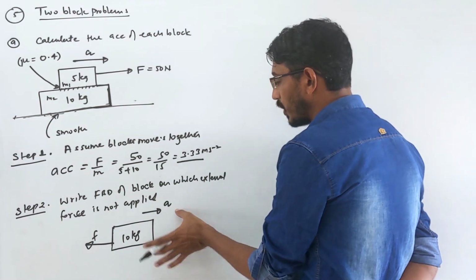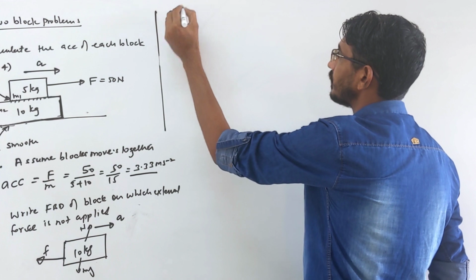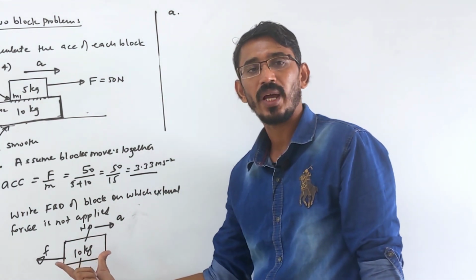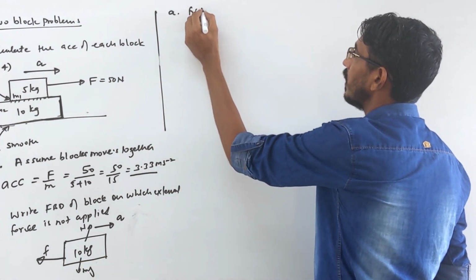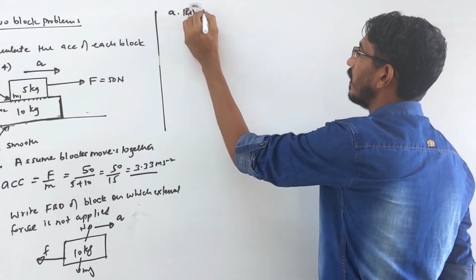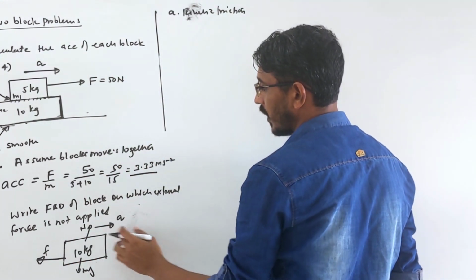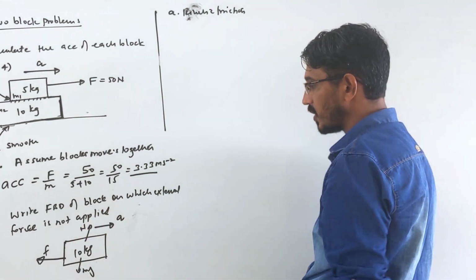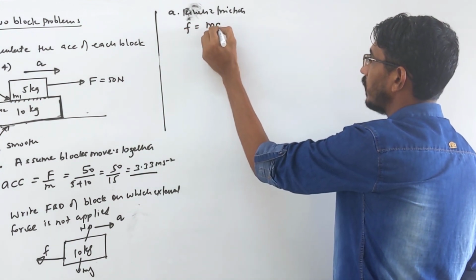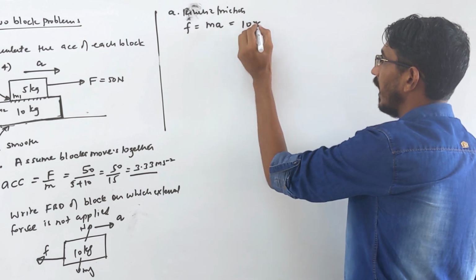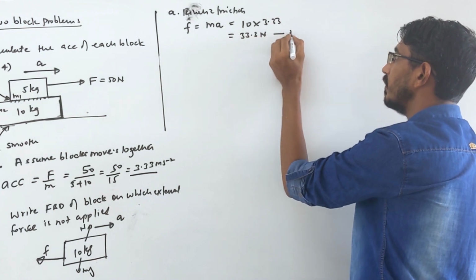So now here you have to calculate two frictional forces. Give attention here. First thing, what is the kinetic frictional force required to move this body? Look here, in the horizontal direction we have only one force on this body, F in this direction and MA. So F is equal to M into A. Mass of this body is 10 kg. Acceleration we have calculated here, 3.33. So this becomes 33.3 Newton.